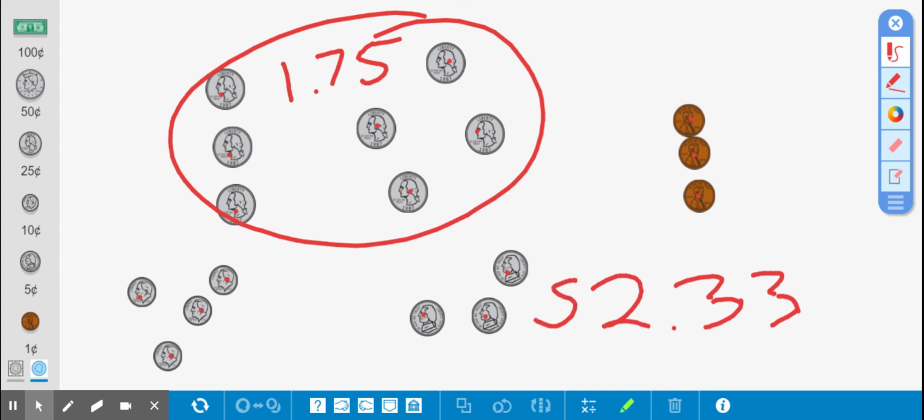So just giving you lots of strategies to count coins. We're going to be working a lot with this through the year, and I always want you guys to be proficient in counting coins.